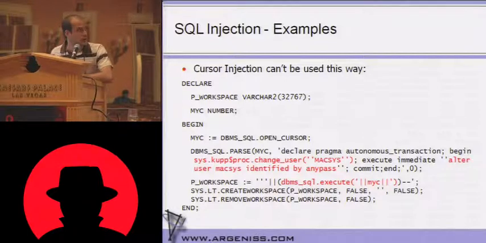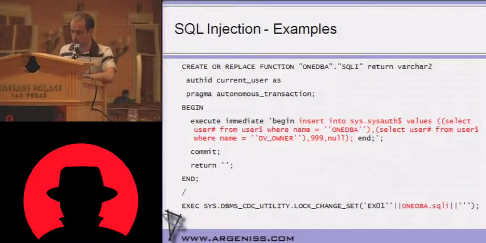Well, cursor injection can be used to avoid the need of the auxiliary function.